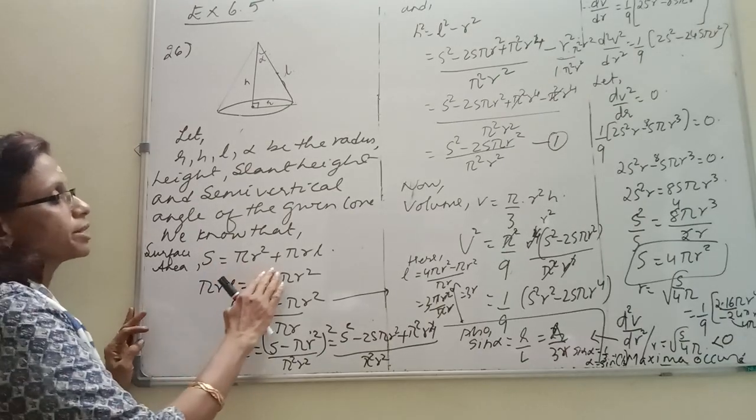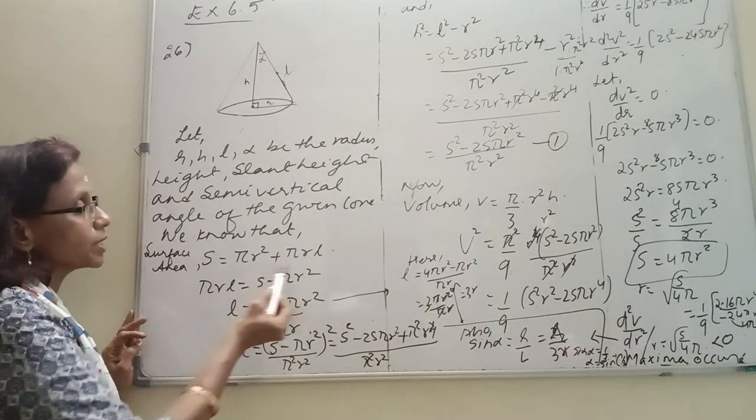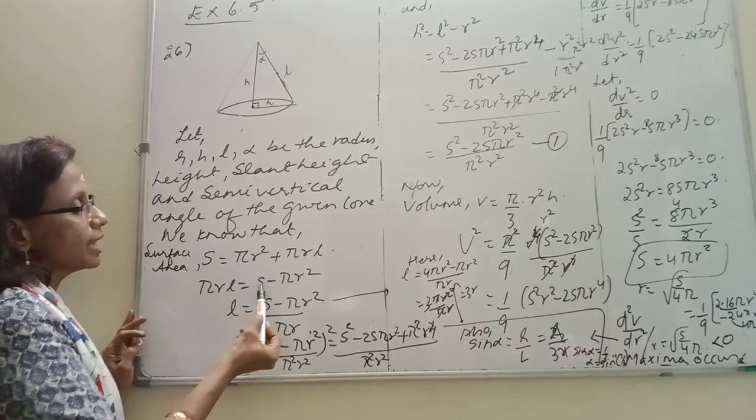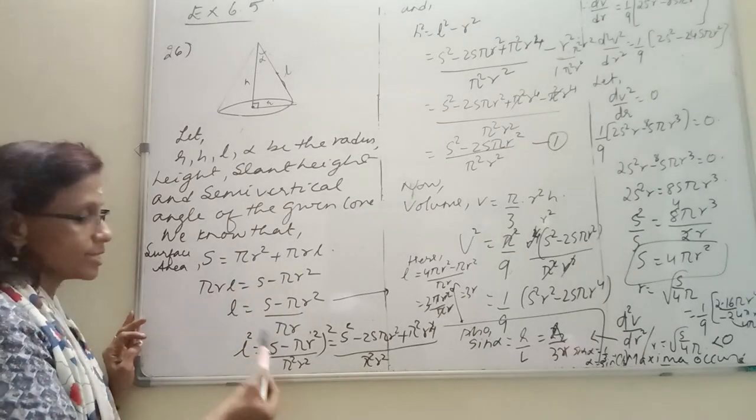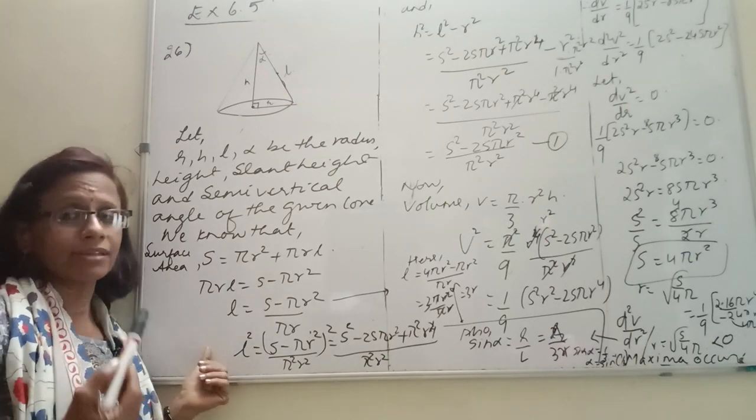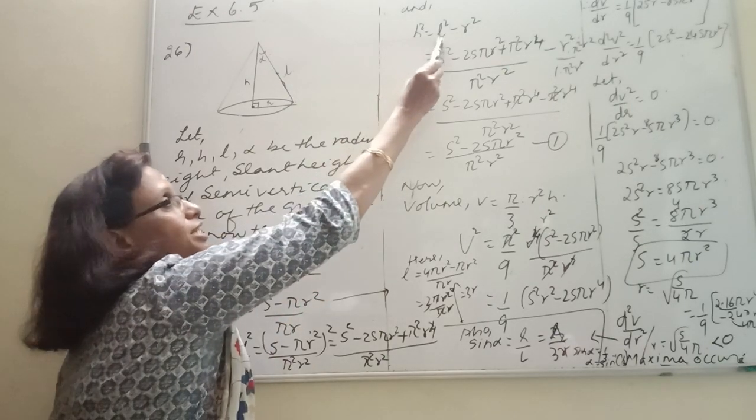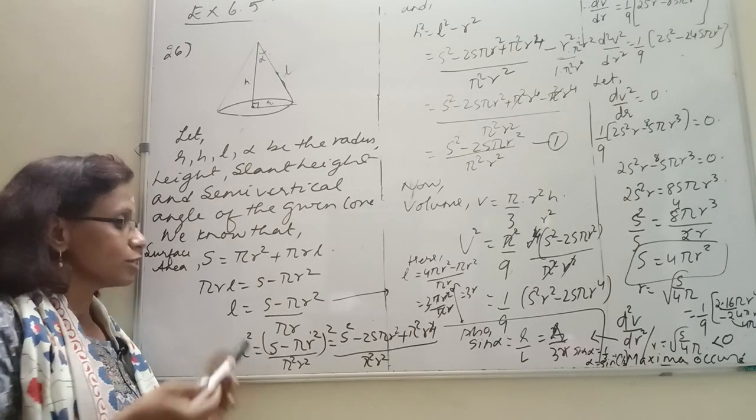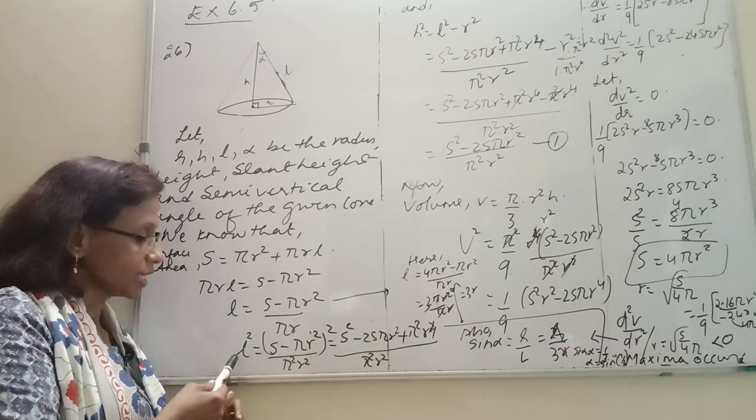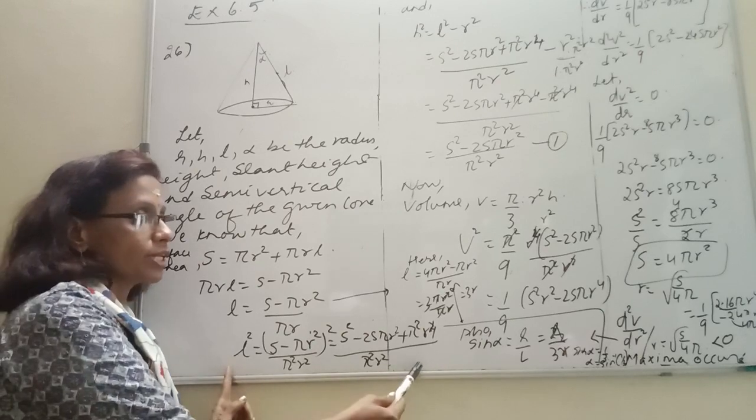So S equals pi r squared plus pi r L. You keep the pi r L here and shift the rest, so S minus pi r squared is pi r L. L is therefore like this. We know that we are going to use the relation h squared is L squared minus r squared. So we obviously want the square, and with that foresight we get L squared ready by doing the square.